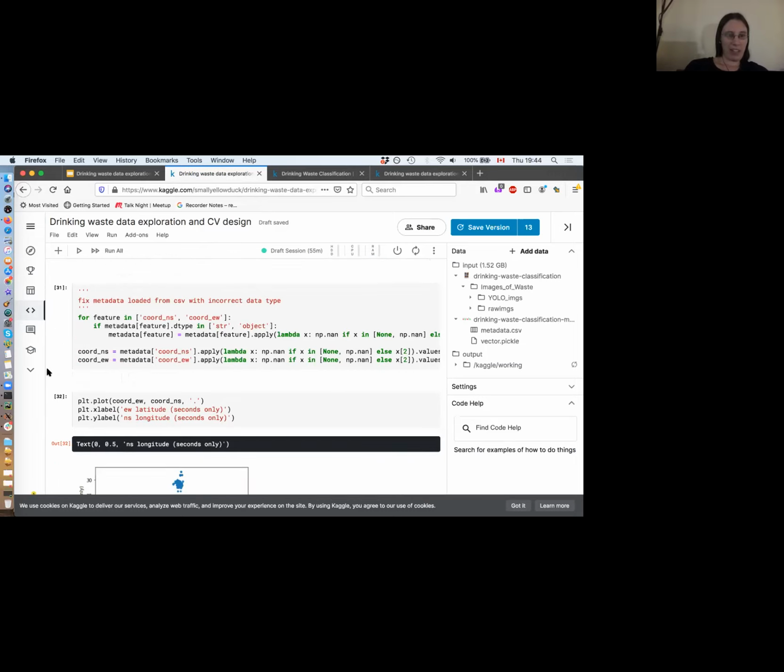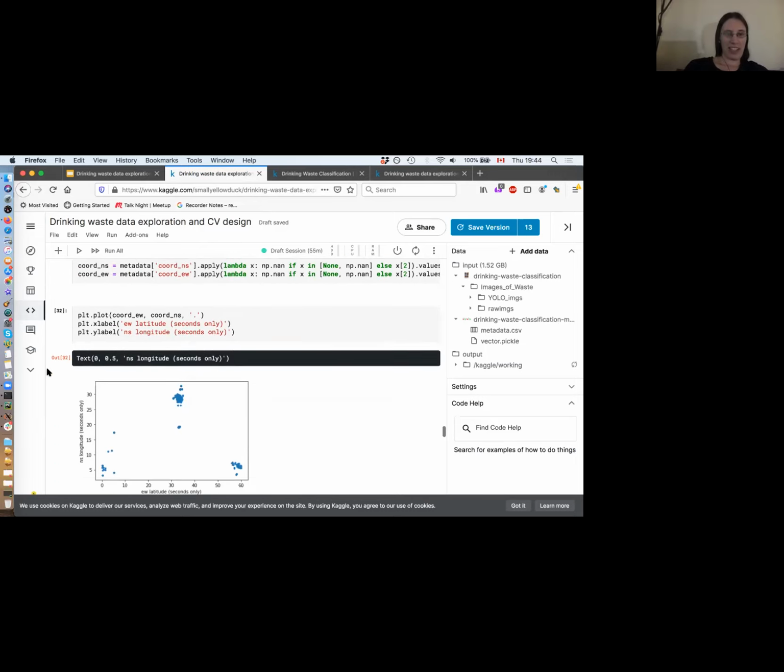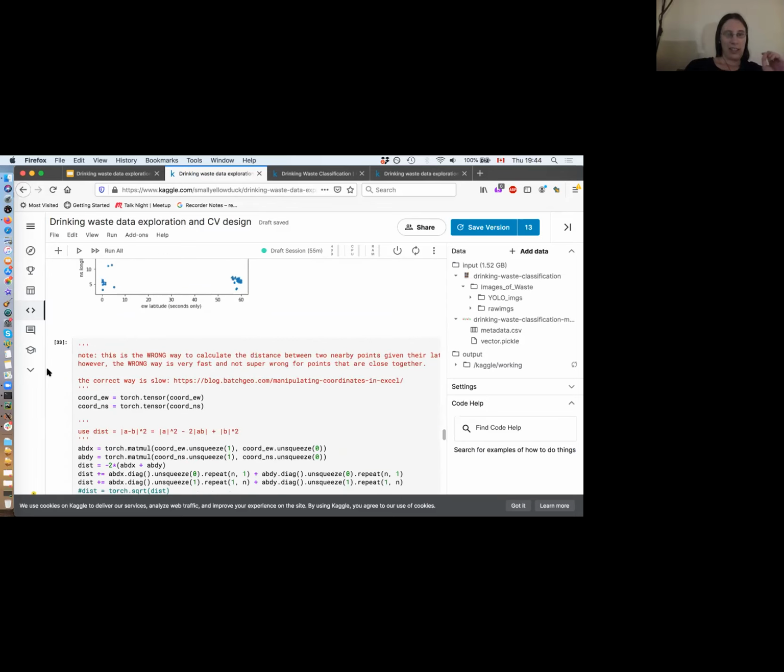We can also fiddle with the GPS coordinates. We can do a rough calculation of the physical distance between the locations where the photos were taken. I've done this the wrong way because it's fast, but I want you to know that it's the wrong way. If you ever have to calculate the distance between two points on the globe, don't use this method, because it only works when the points are super close together.